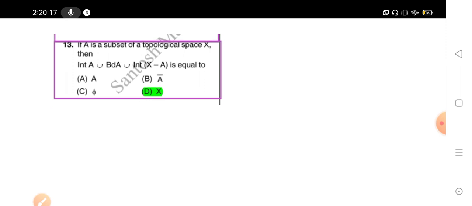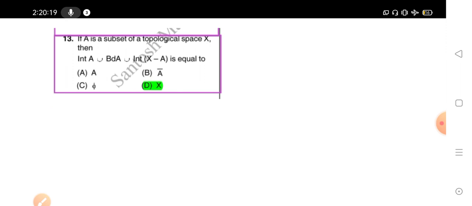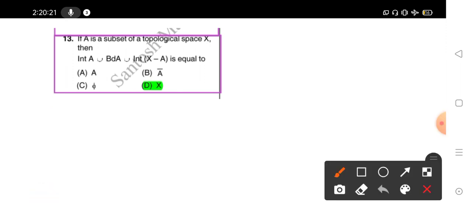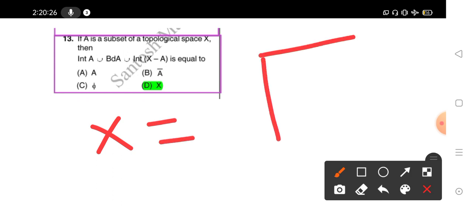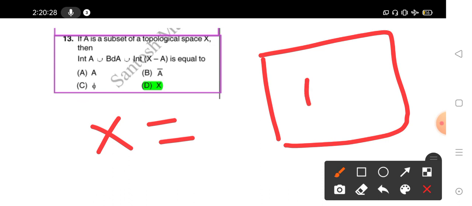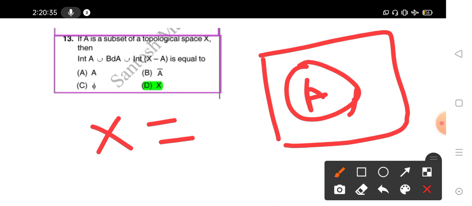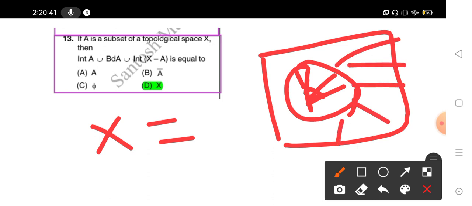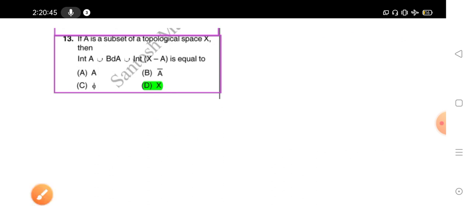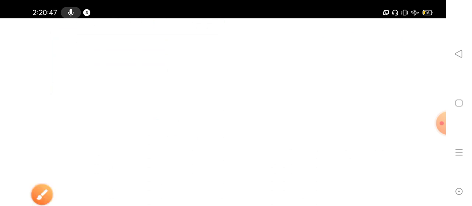If A is a subset of a topological space X, then X equals interior of A, boundary of A, and interior of X minus A. That is, this is the outside part, equal to X. So option D is correct.